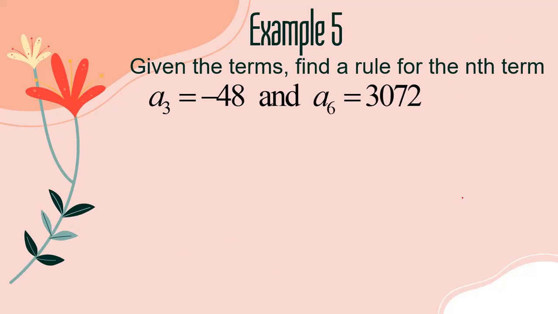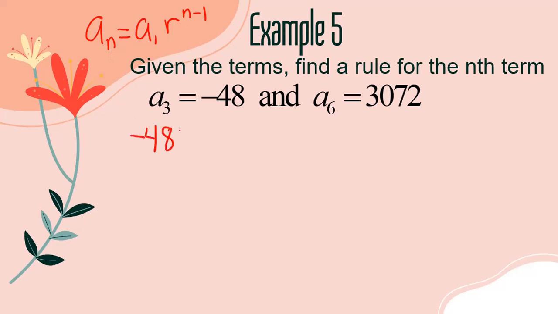Now, let's say I don't give you consecutive terms. Now, we need to find the rule for the nth term, given that a sub 3 is negative 48 and a sub 6 is 3072. Well, let's plug in what we know using the formula that we were recently given. So I know it's that formula, right? So a sub 3 is negative 48.